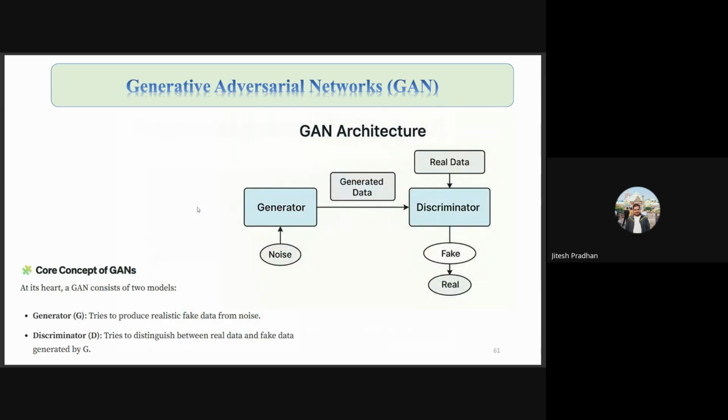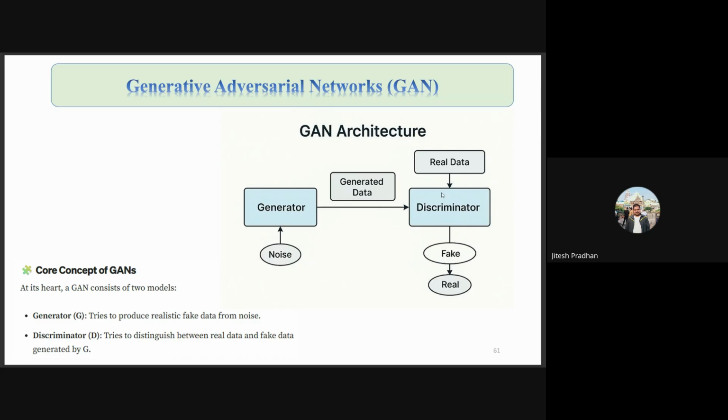Okay, now let's deep dive into the architecture of the GAN. Now, this is the basic architecture of GAN. It's a generator and we have a discriminator. Now what will the generator do? The generator will generate the data. The discriminator will check whether it's real data or fake data. So how will the discriminator check whether the generated data is real or fake?